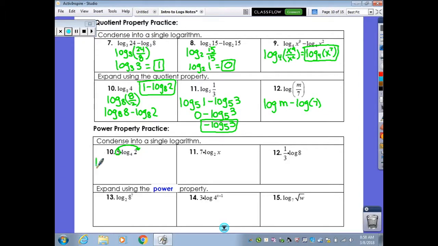We're going to make this log base 4 of 2 to the 5th, which we know is just log base 4 of 32. And that's going to be your final answer. This one, again, we bring here. This is going to become log base 2 of x to the 7th. Try the next one on your own. Pause the video here.